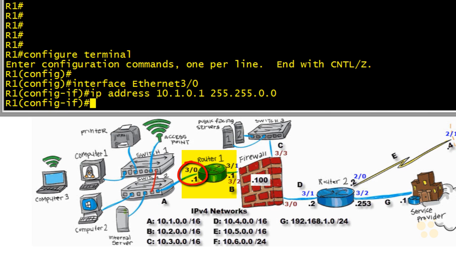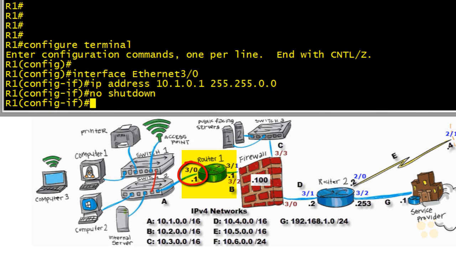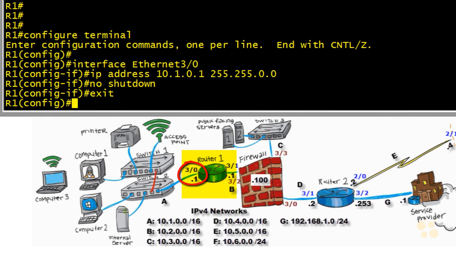The other thing we're going to do on this interface is bring it up with the command no shutdown. By default, the interfaces on a Cisco router are shut down, so no shutdown brings them up. Then we type exit, and that exits us out of that interface configuration area on this router, and we're now back in an area called global configuration.